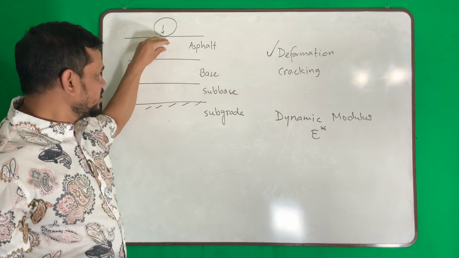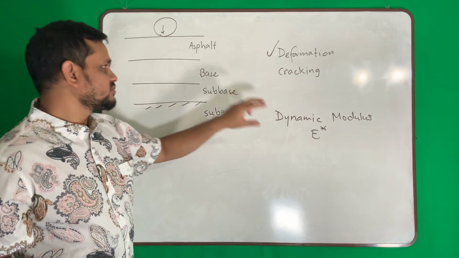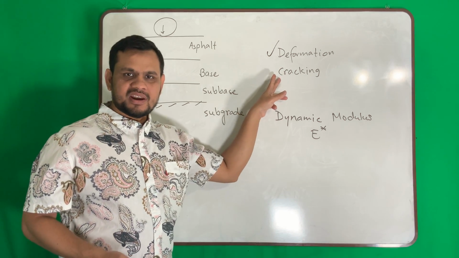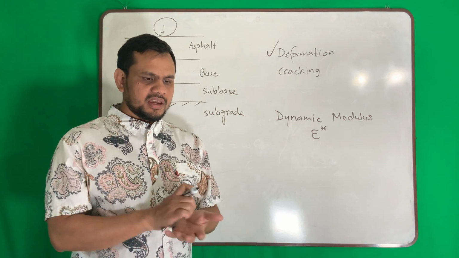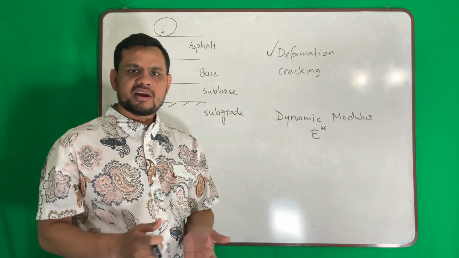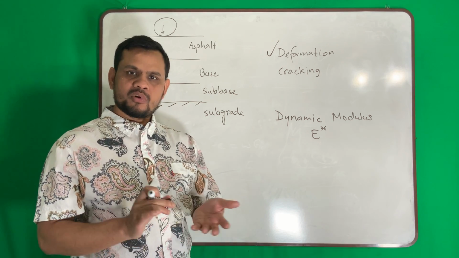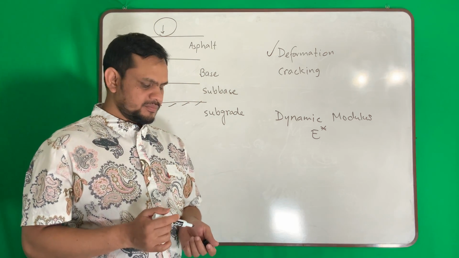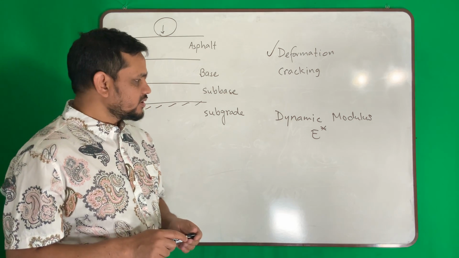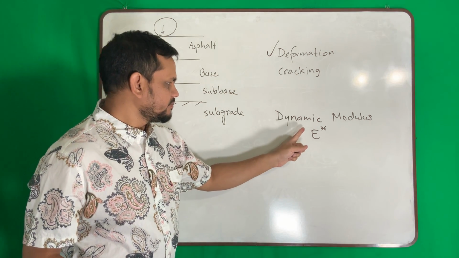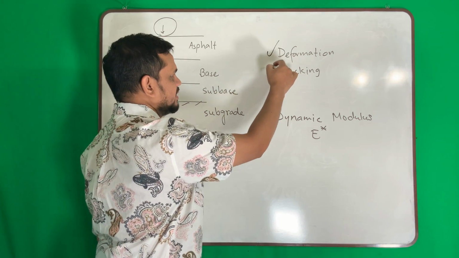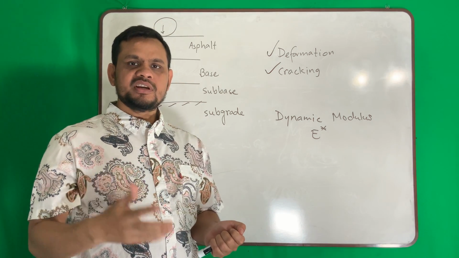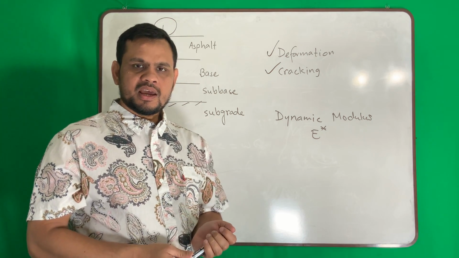So we need to know dynamic modulus to calculate deformation, and also we need dynamic modulus to calculate any kind of cracking. By any kind of cracking, I mean alligator cracking, top down cracking, bottom up cracking. These are the main cracking, or even temperature or thermal cracking also. So we need to have dynamic modulus to calculate any kind of deformation and any kind of cracking. So this is why dynamic modulus is the primary input parameter while designing pavement.